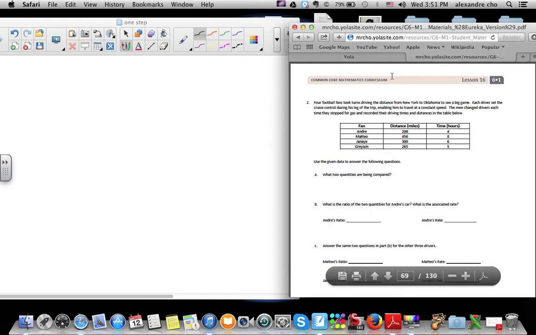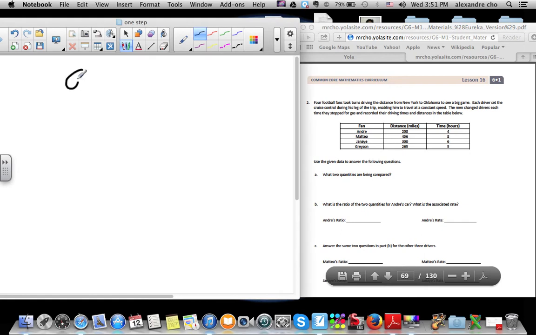Andre drove 208 miles in 4 hours, Matteo 456 in 8, Janae 306, and Grayson 265 in 5 hours. What two quantities are being compared here? Well, A is easy enough: we're comparing distance over hours. Okay, B, what is the ratio of the two quantities of Andre's car?